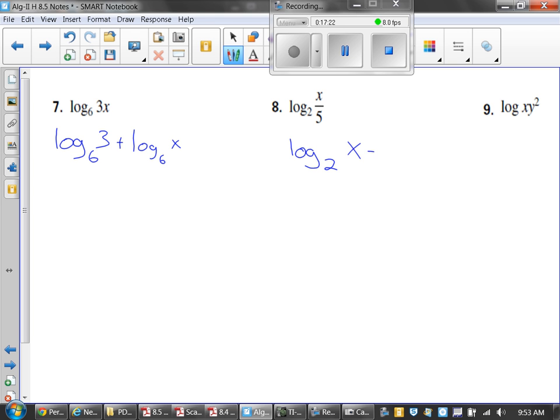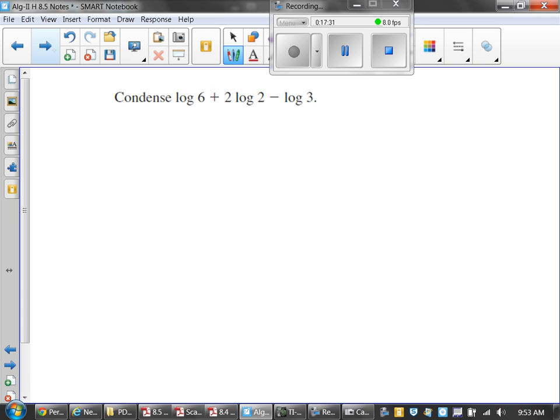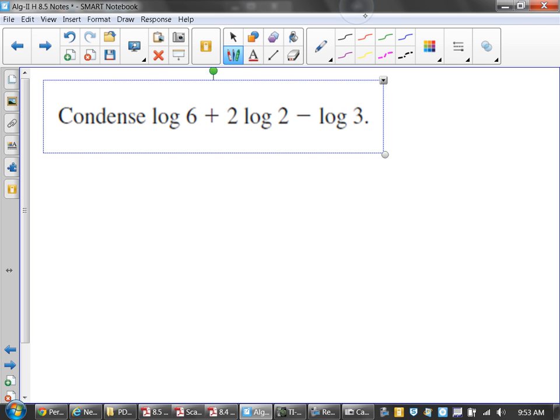Log base 2 of x minus log base 2 of 5. We okay on that? Let's go the other direction. Condensing. Condensing tends to be a little bit weirder, but you just have to be very careful about what signs you see right off the bat.